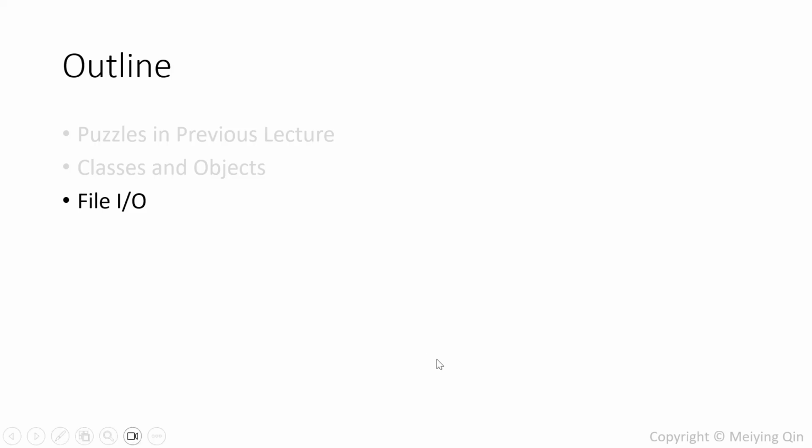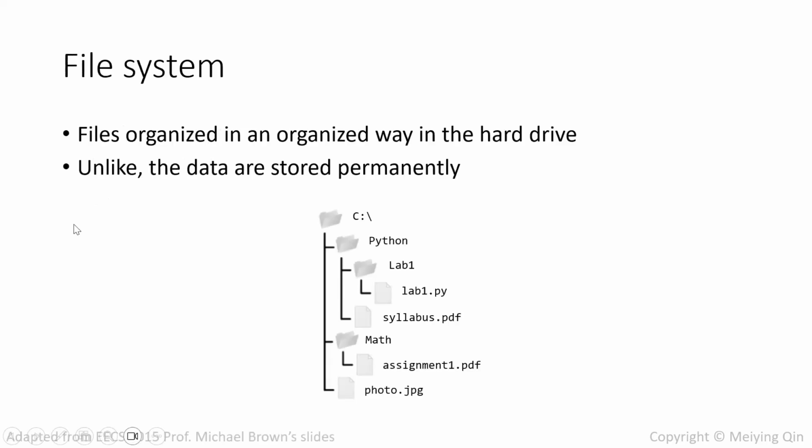Next we have files. Let's see how the file system works. Your computer stores files in the file system, which is basically a hierarchy of folders and their subfolders on the hard drive, as you see here. Unlike variables in Python, which disappear when your program ends, files are stored permanently.